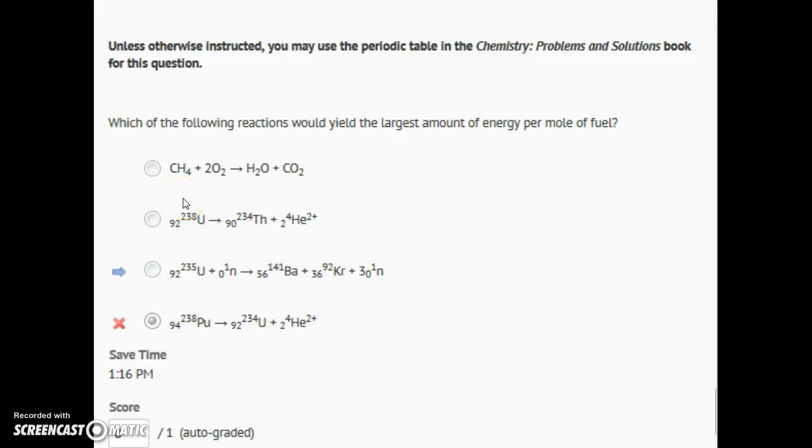Okay, so for this question, we have which would yield the largest amount. So if we look at what kind of reactions we have, we have methane gas burning, then here we have a decay, and down here we have a decay, and then here we actually have fission. So in looking at these 4 different examples, if you have burning of methane gas versus 2 radioactive decays, which do release energy, but compared to fission, fission is definitely going to have the largest amount of energy.